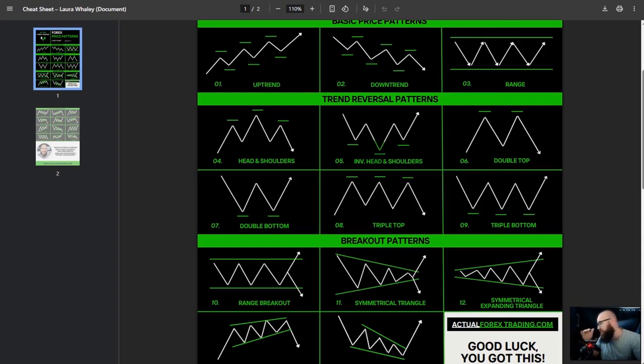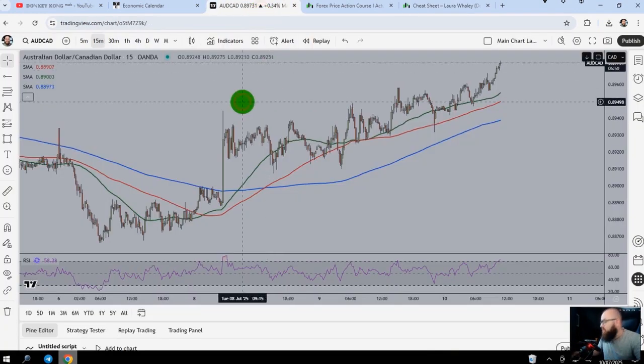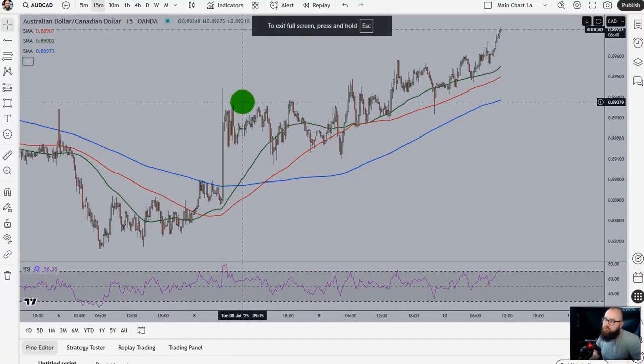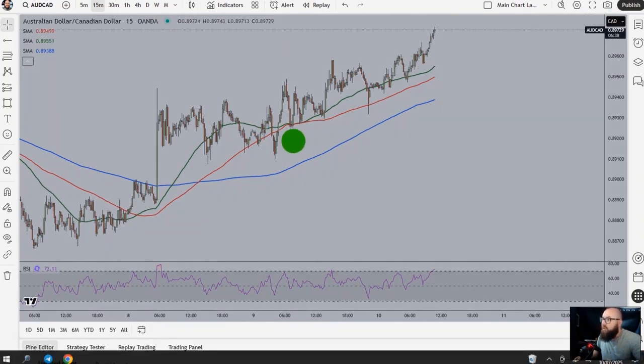So these are head and shoulder and inverted head and shoulder patterns, which are very common trend reversal patterns. They signal the end of a trend. So going back to Australian dollar, Canadian dollar here on the 15-minute chart, an uptrend means we get higher highs and higher lows. At some point, a trend is going to form a very similar low to the low previous, or a lower low.